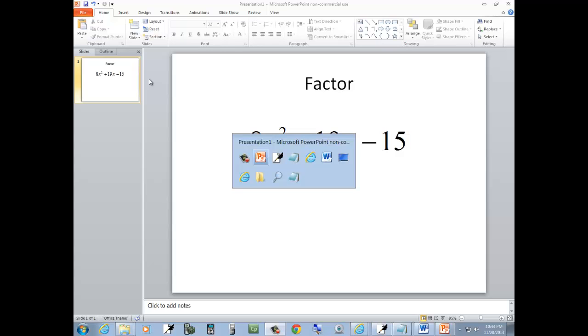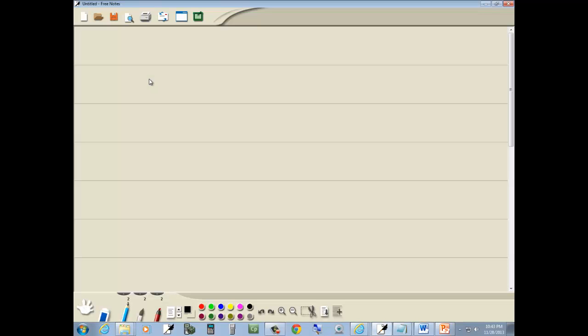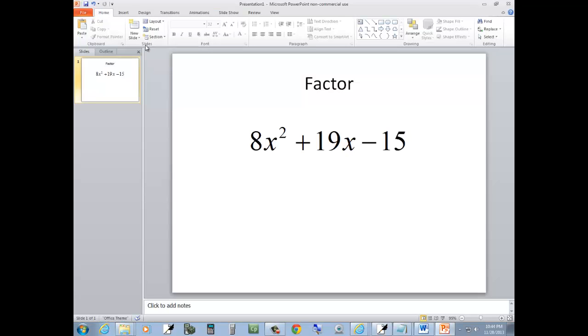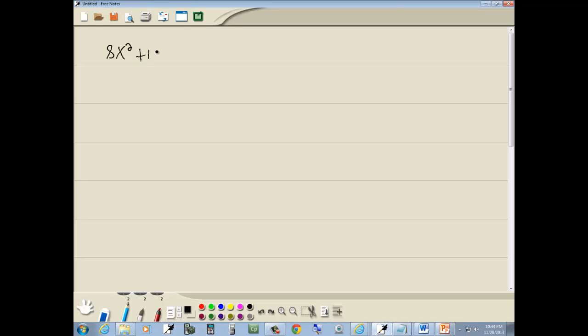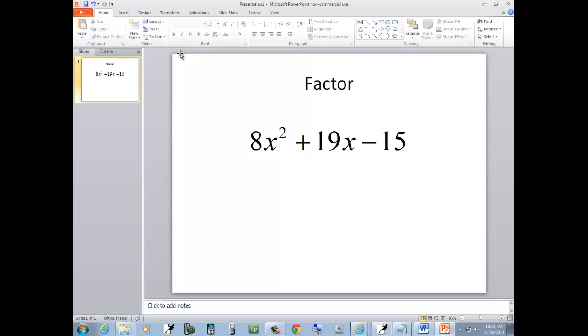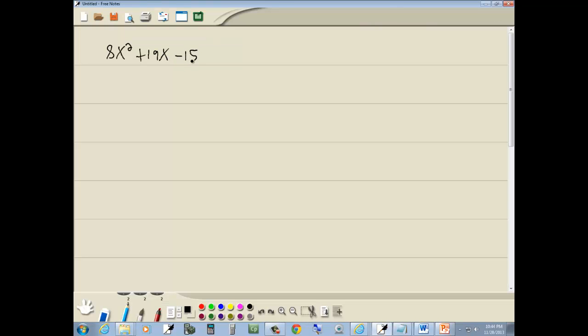Let's take a look at this problem. Got 8x squared plus 19x minus 15. Now, first thing we'll look for is a GCF, and these don't have anything in common. So then we go to grouping.